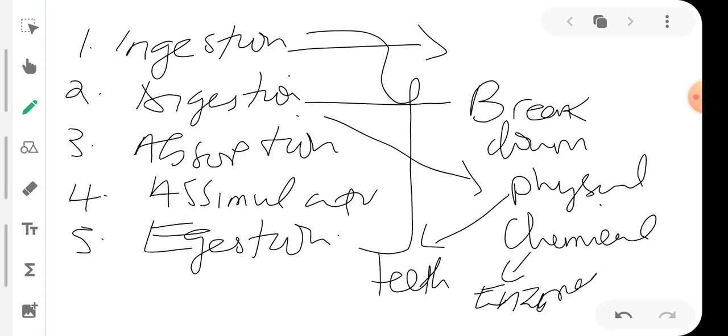Then we have egestion. Egestion is a process by which the undigested food comes out of the body through the anus. That's egestion.